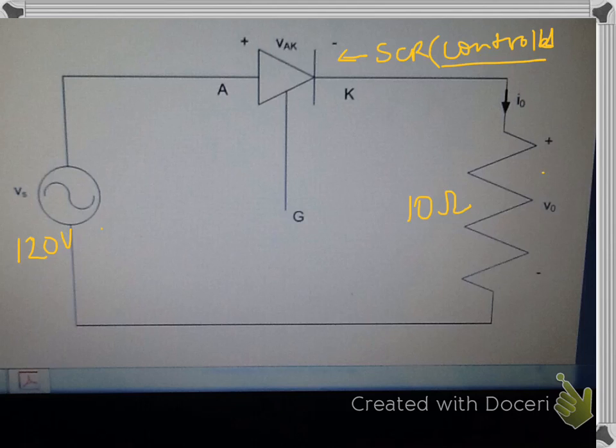Okay, so now what we are looking at is the states of the SCR to draw the switch equivalence. So the first thing is to look at the state of the SCR. So in the positive half cycle, the SCR is forward biased.